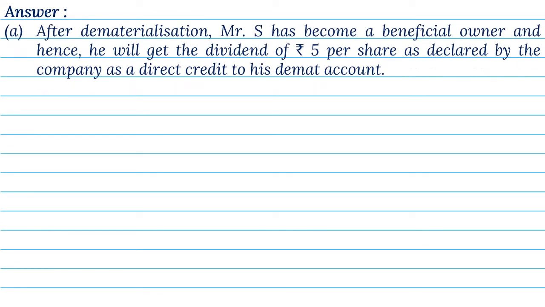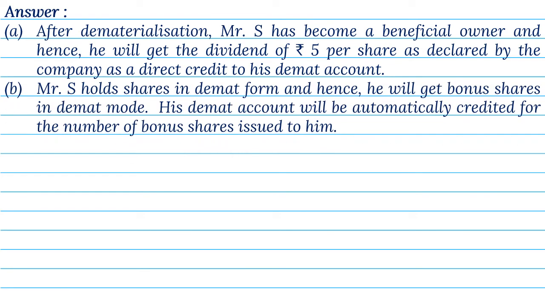Answer. A. After dematerialization, Mr. S has become a beneficial owner, and hence, he will get the dividend of ₹5 per share, as declared by the company, as a direct credit to his demat account. B. Mr. S holds shares in demat form, and hence, he will get bonus shares in demat mode. His demat account will be automatically credited for the number of bonus shares issued to him.